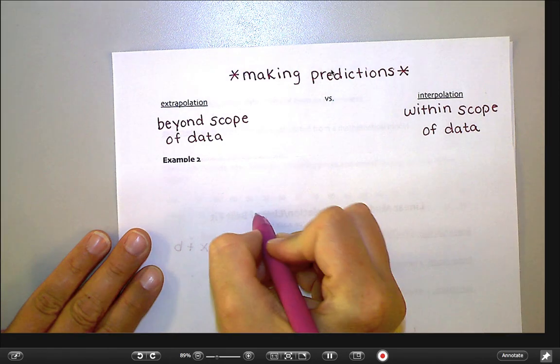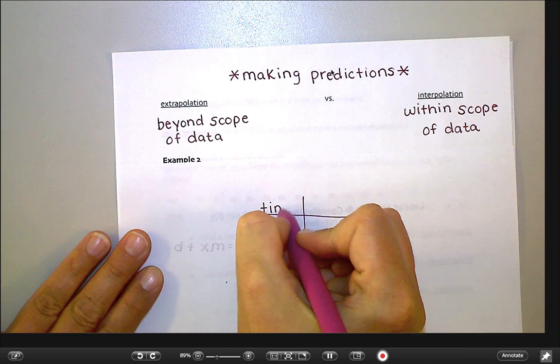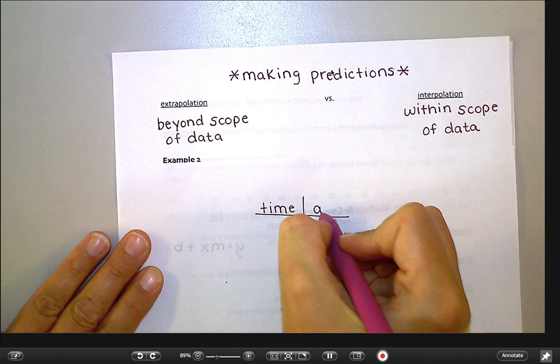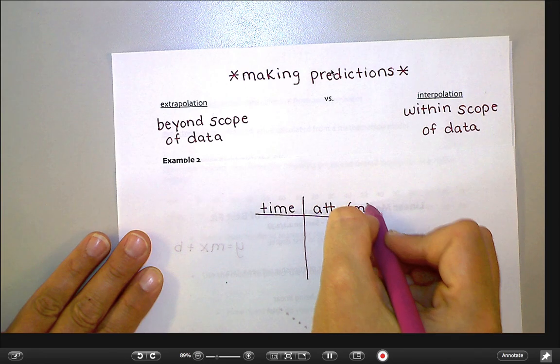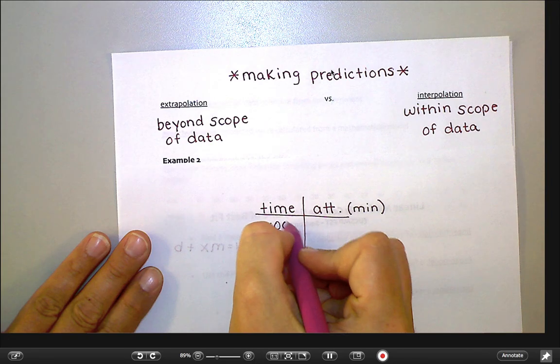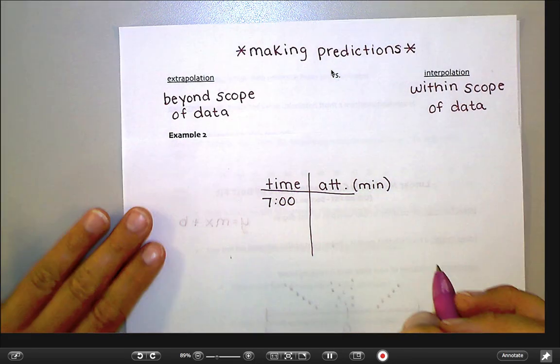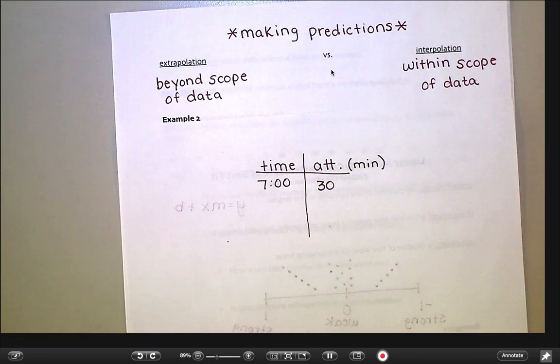So this is time, and this is your attention span. We're going to just measure in minutes. So let's say at 7 a.m., you can stay with me for 30 minutes. Okay, you have a 30-minute attention span at 7 a.m.